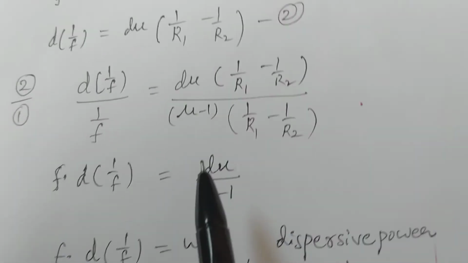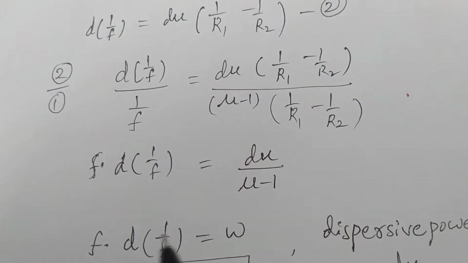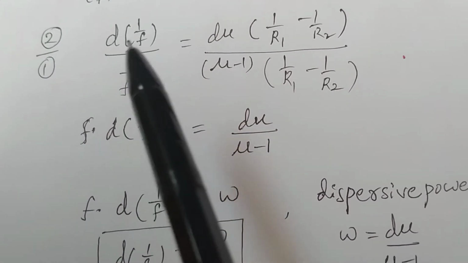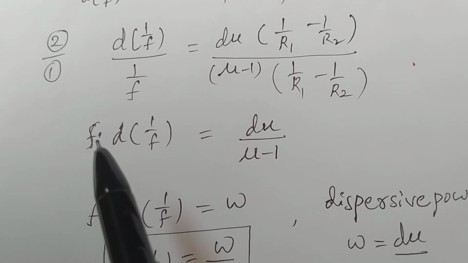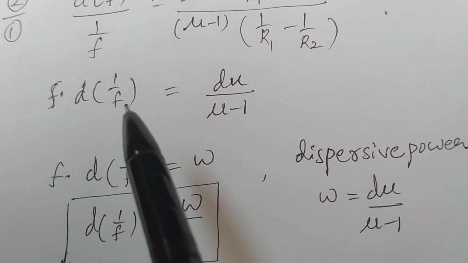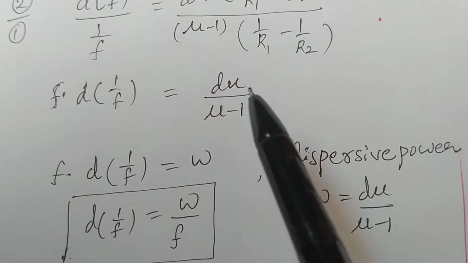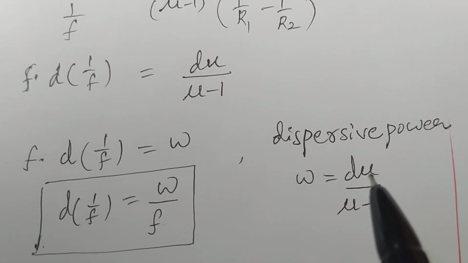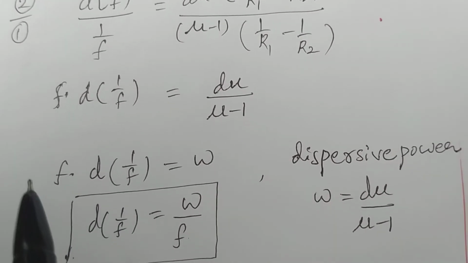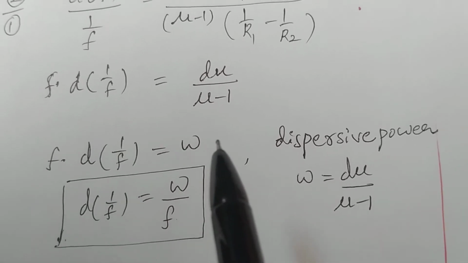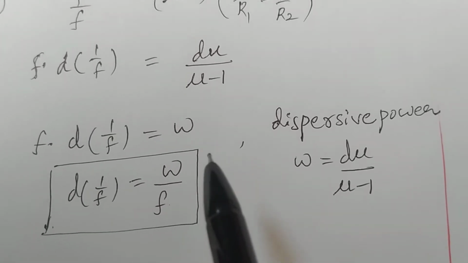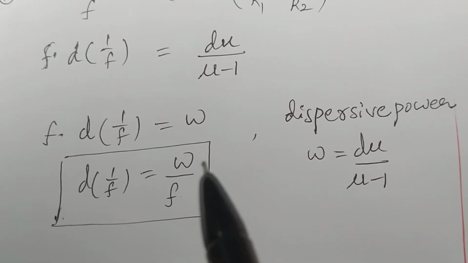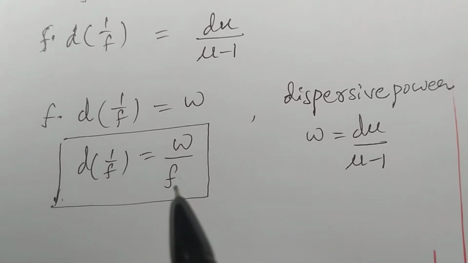So this term cancels. f into d of 1 by f is equal to d mu by mu minus 1. Already you know this is the dispersive power, that is, dispersive power omega is equal to d mu by mu minus 1. Therefore f into d of 1 by f is equal to omega. So d of 1 by f is equal to omega by f: the change in reciprocal of focal length of a lens is equal to the dispersive power of the lens by the focal length of the lens.